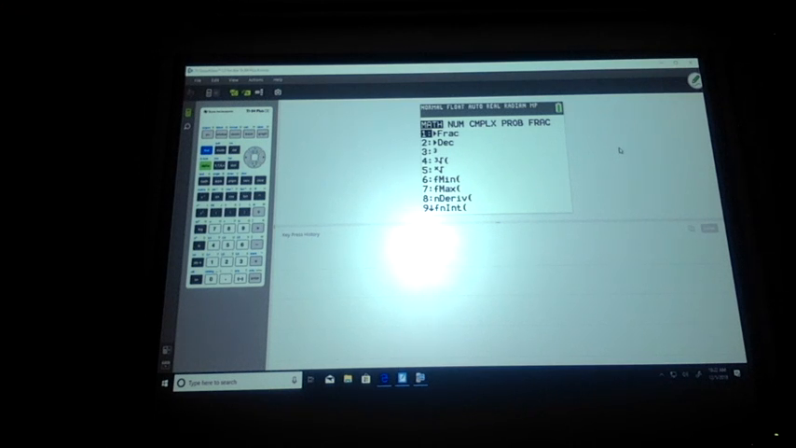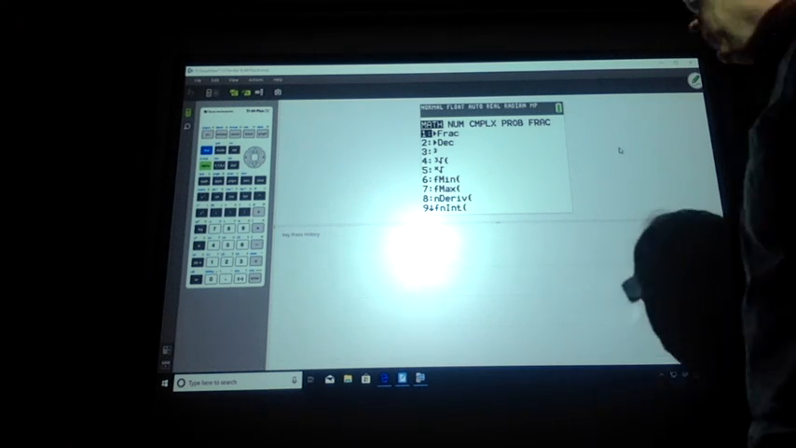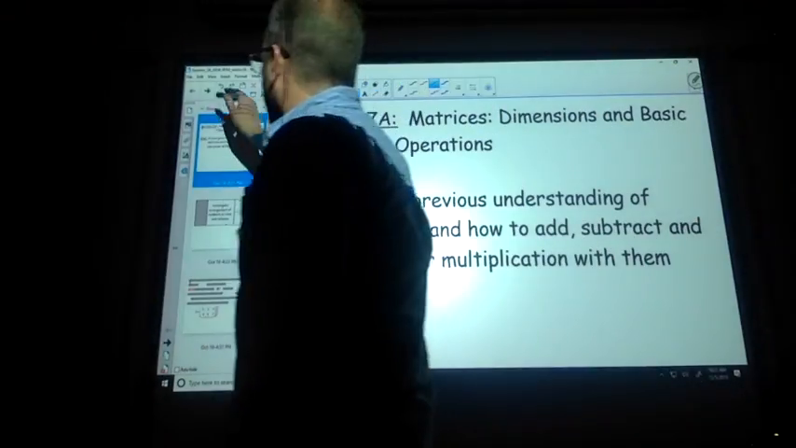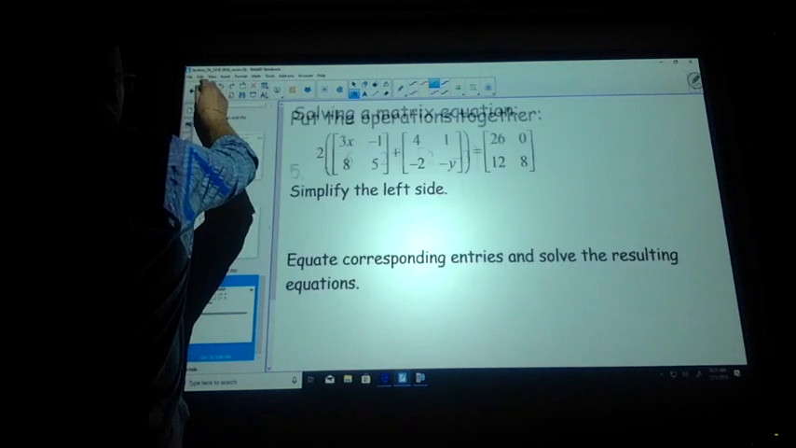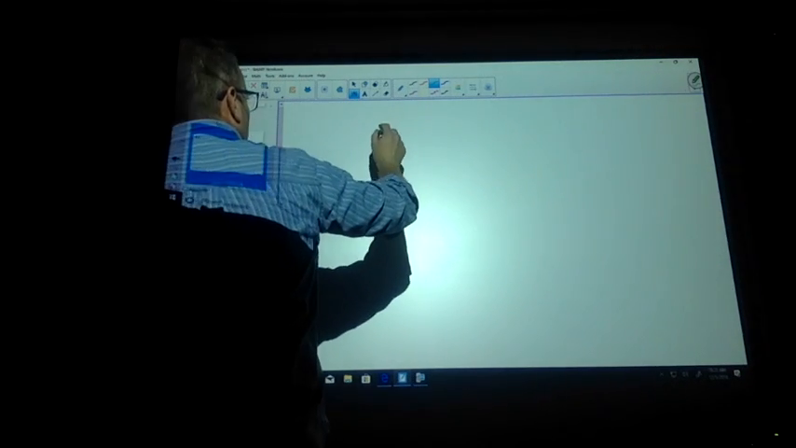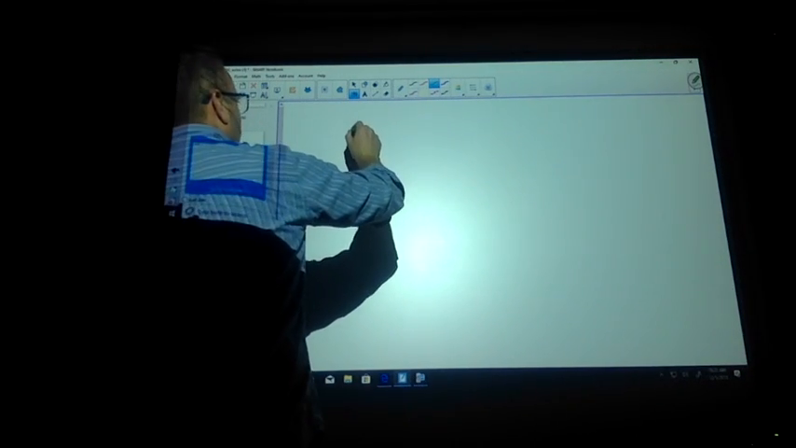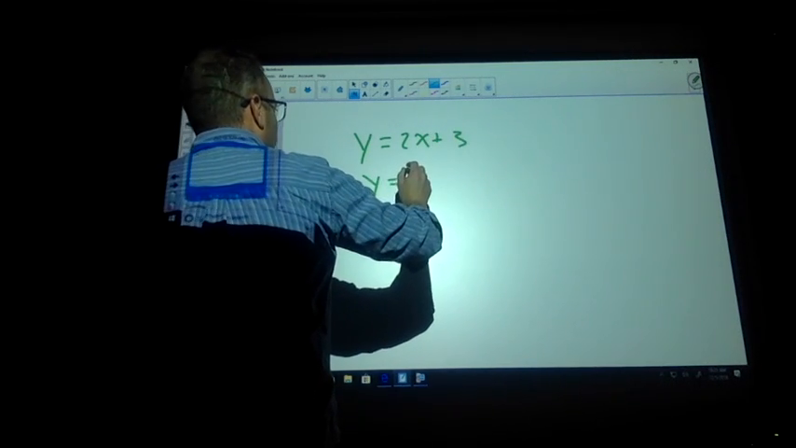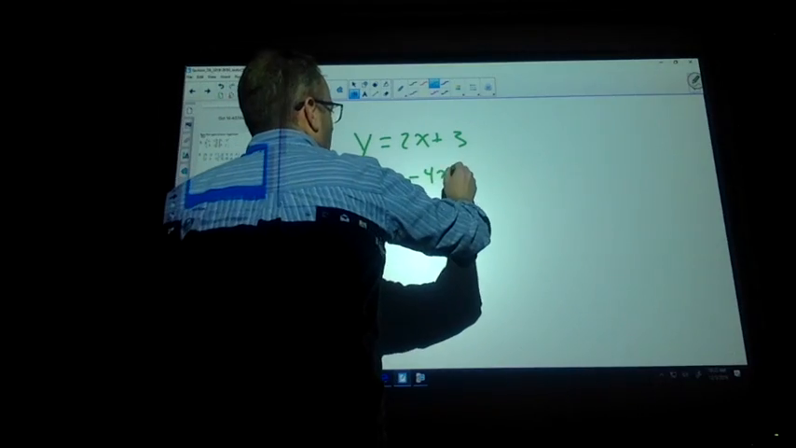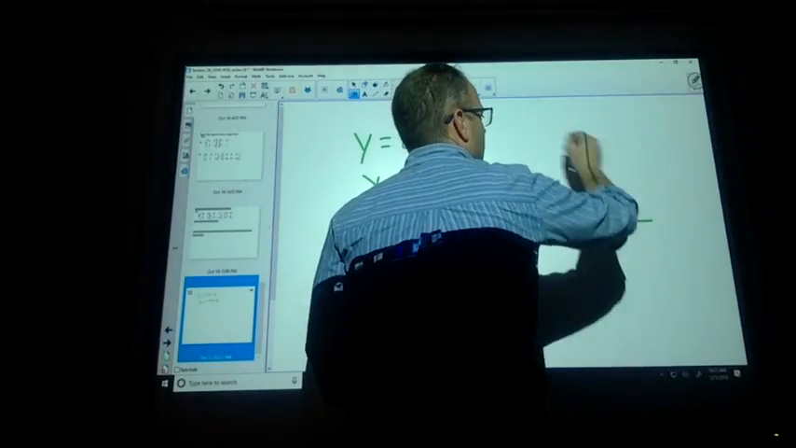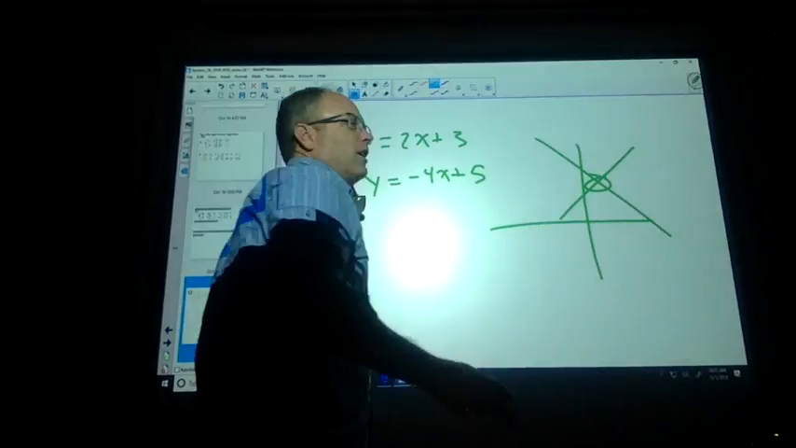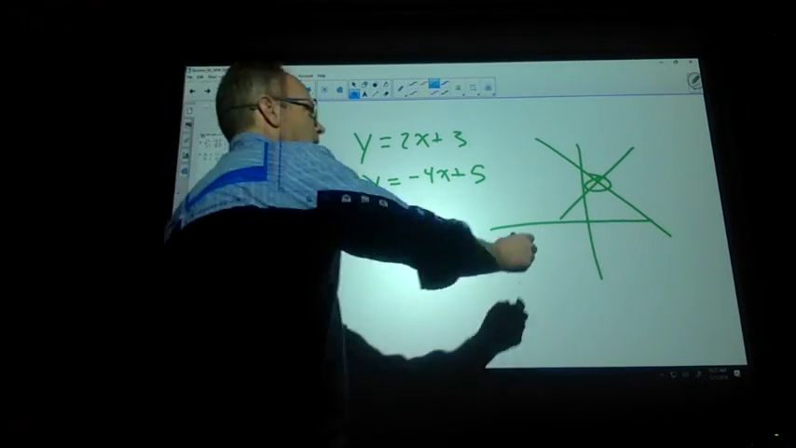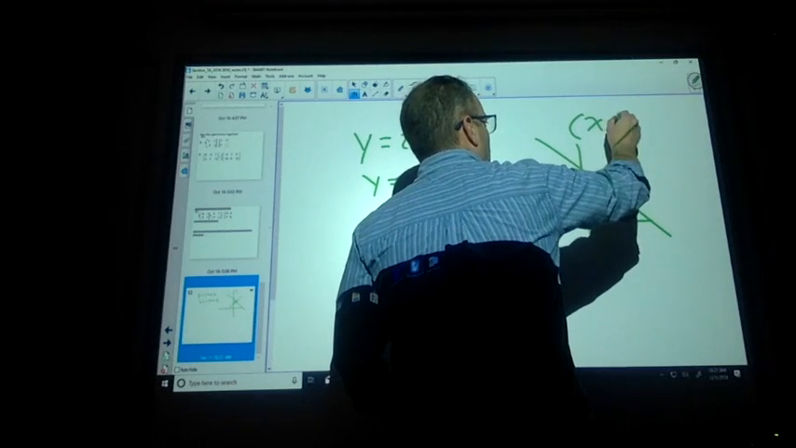Do you remember in Algebra 1 back a few years ago? Remember in Algebra 1 where you could solve like y equals 2x plus 3 and y equals negative 4x plus 5. And if you graph them, you could see where they intersect. That's not what the graph looks like. I'm just kind of doing that. And then you get an answer. You make your answer as x comma y.